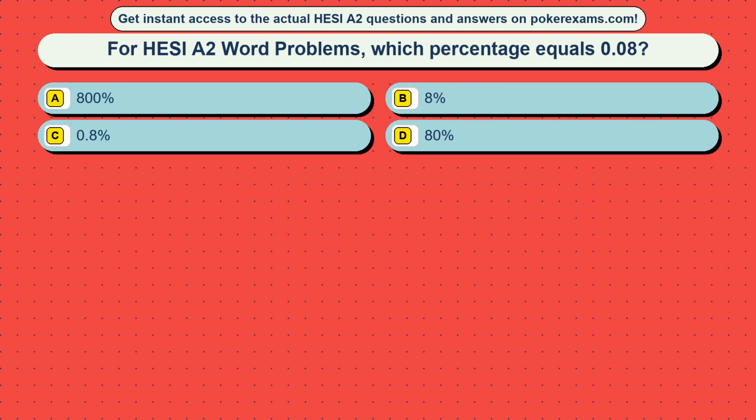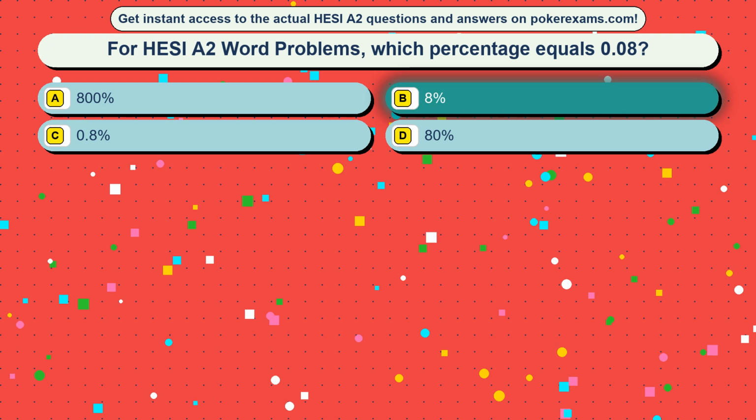Question 32. For HESI A2 word problems, which percentage equals 0.08? Option A, 800%. Option B, 8%. Option C, 0.8%. Option D, 80%. The correct answer is option B, 8%.